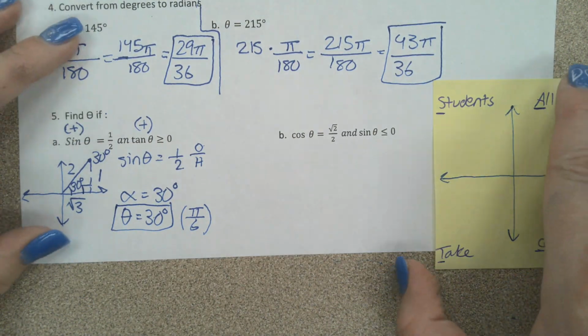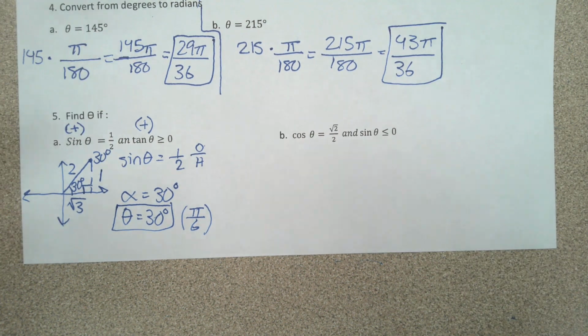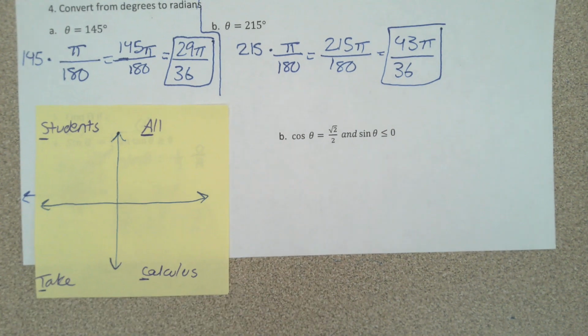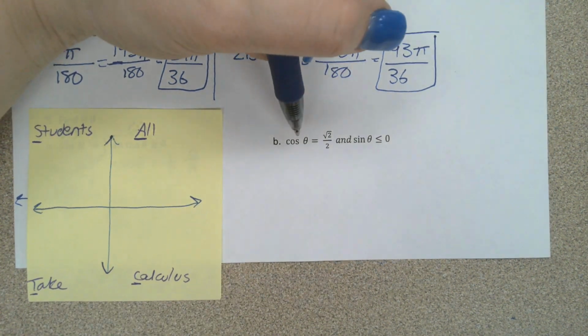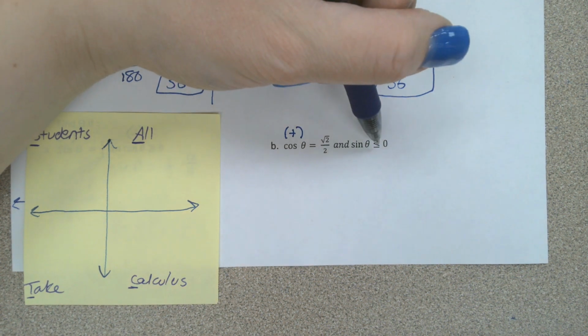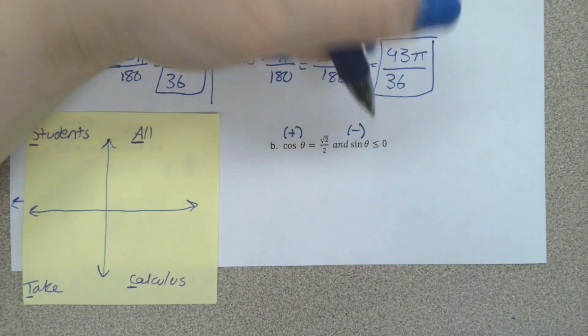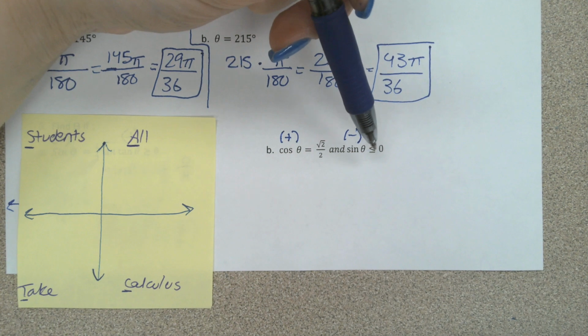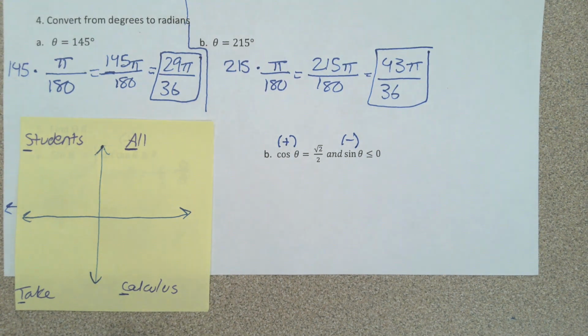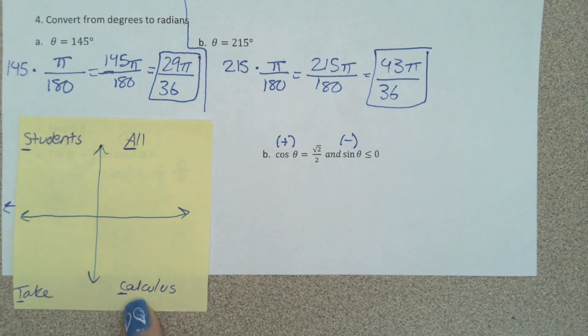Now we're going to repeat that for part B. Part B, I'm going to warn you, is a bit tougher. You'll see why when we get through it. Cosine is equal to rad 2 over 2. That means it's positive. Sine is less than or equal to 0. Sine is negative. So we have where cosine is positive and sine is negative. So we want to know where cosine by itself is positive. That's in quadrant C, quadrant 4.